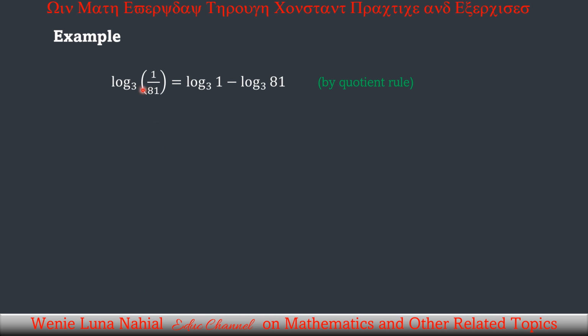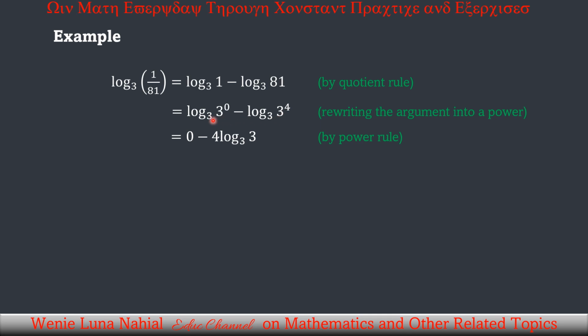Another example, we have here the logarithm of 1 over 81 to the base 3, which is equal to the logarithm of 1 to the base 3 minus the logarithm of 81 to the base 3. And that is by the quotient rule. Then, the logarithm of 1 to the base 3 can be written as the logarithm of 3 raised to 0 to the base 3, and this 81 can be written as the logarithm of 3 raised to 4 to the base 3. So we are rewriting the argument. For 1, that is 3 raised to 0. 81, that is 3 raised to 4.